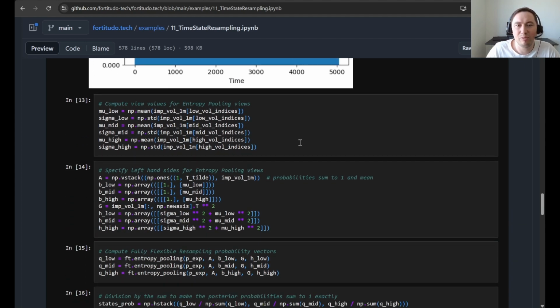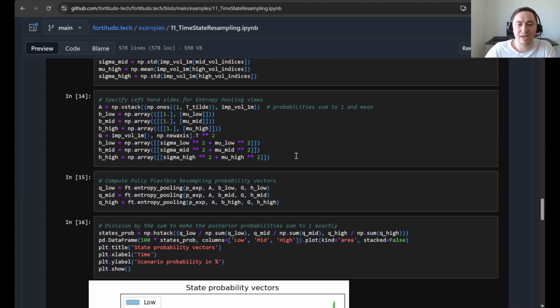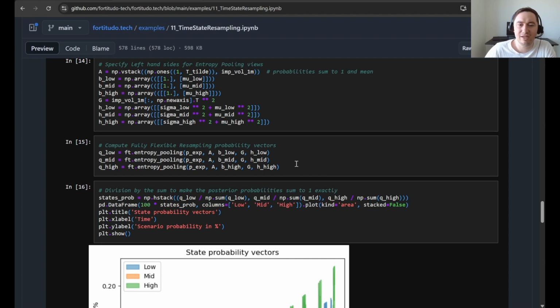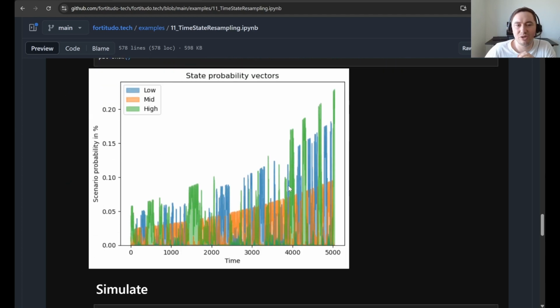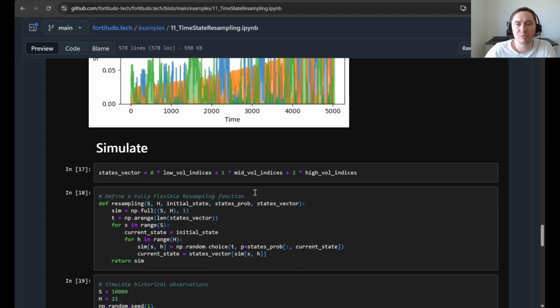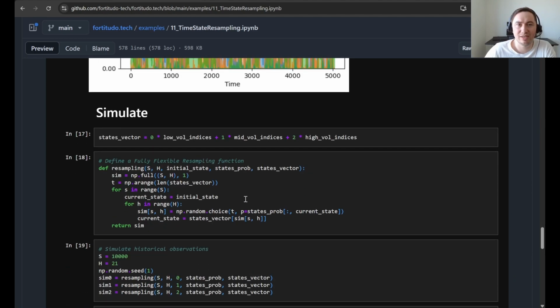Okay, then we implement this fully flexible resampling, and here it's quite low level. We implement everything by hand. Of course there are many details that you would probably want a nice interface for, and this is what we have in the investment simulation module. But here you can see everything, the low-level computations, and how these posterior probability vectors have been computed. And now we just use them to simulate according to this procedure that is described in the article.